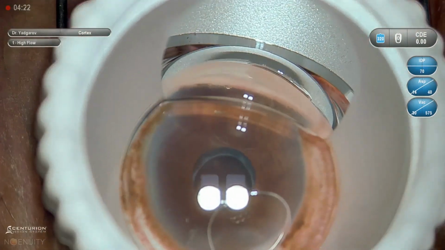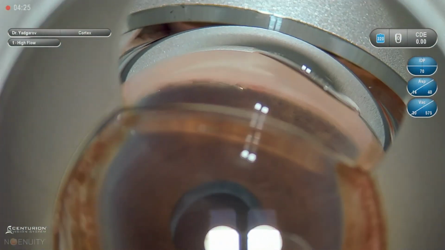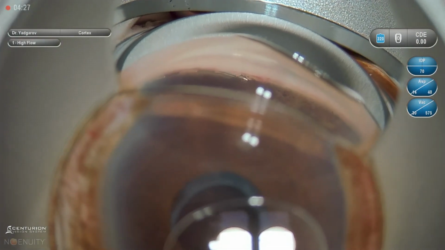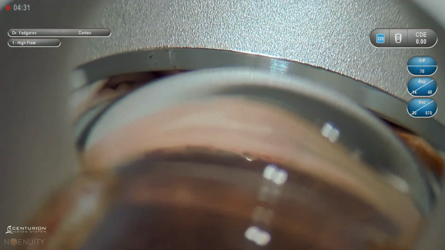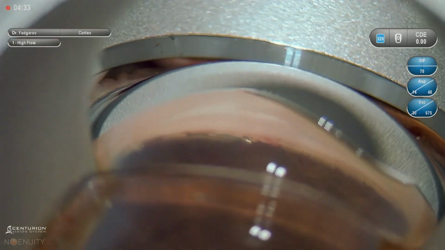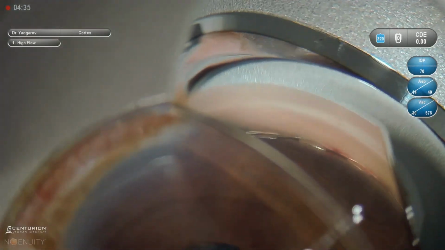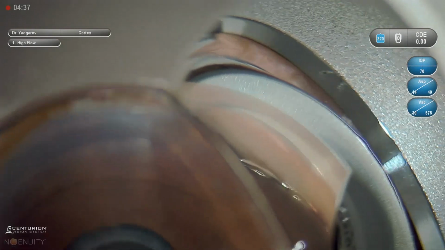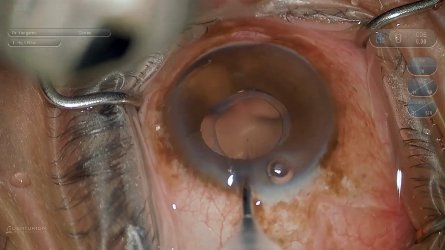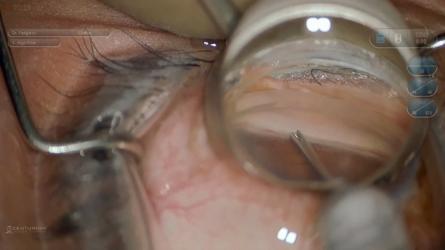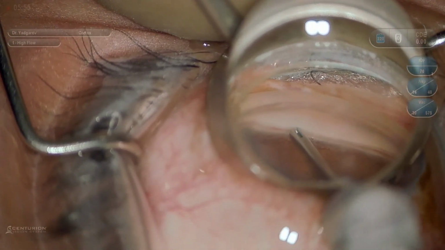And you can see here that the Hydrus was malpositioned. It's downward onto the iris with PAS to it, and you'll see in a moment here the leading edge of the Hydrus actually popped out of the canal. So this is obviously a malpositioned Hydrus and wasn't really helping the eye. So I'm going to be injecting into the temporal angle.